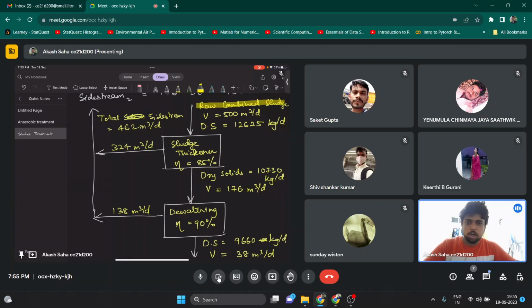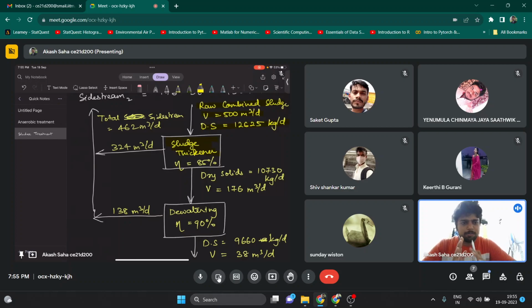Suppose this is the raw combined sludge. A sludge is coming in from somewhere. The volume is around 500 meter cube per day. The dry solid content which we have found out is 12,625. Now it is coming into the sludge thickener. In the sludge thickener, it will try to segregate the water part and the solids part, so most of the solids will be captured. The efficiency has been given as 85%.